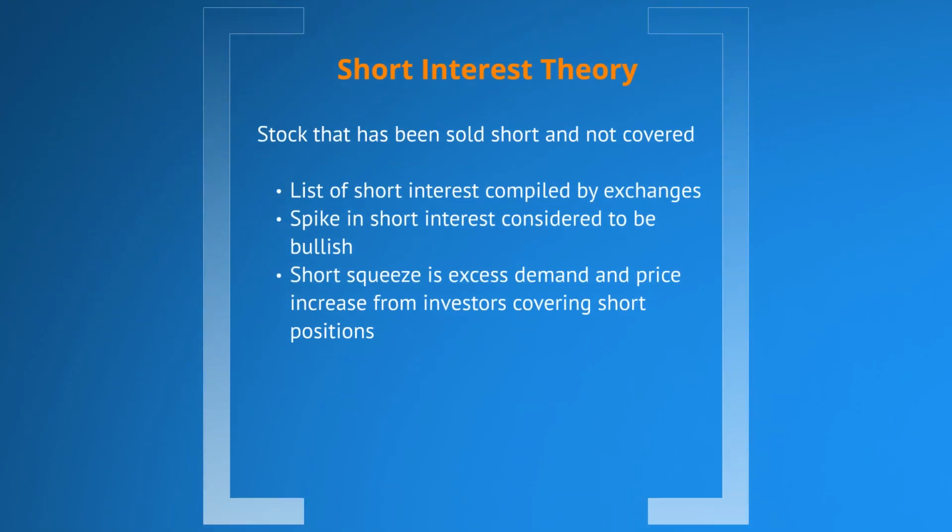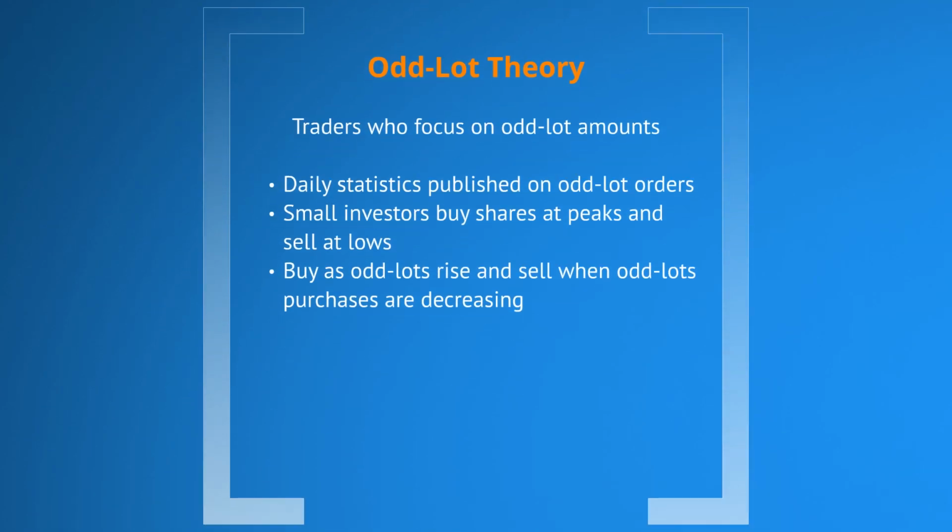Short interest theory takes a look at how many people are selling short and how many people might be stuck in what's called a short squeeze, in which they have to cover their short position. If there's a large short position and a lot of people have to cover, that means there's going to be a lot of buying activity in that stock so that they can cover, which is a very bullish indicator for the stock.